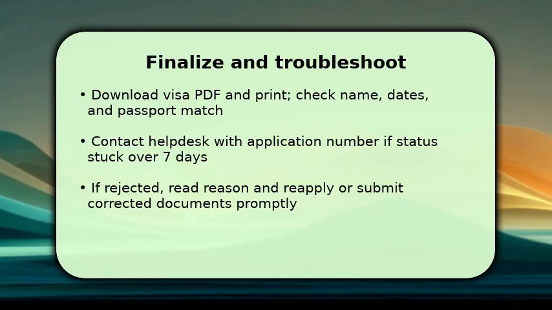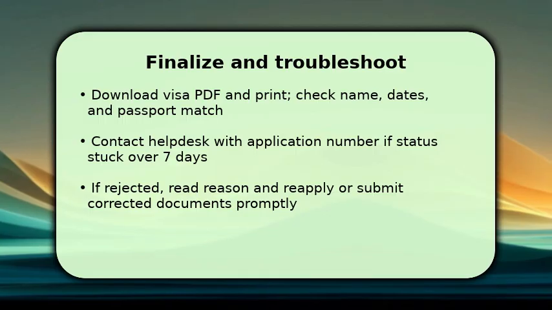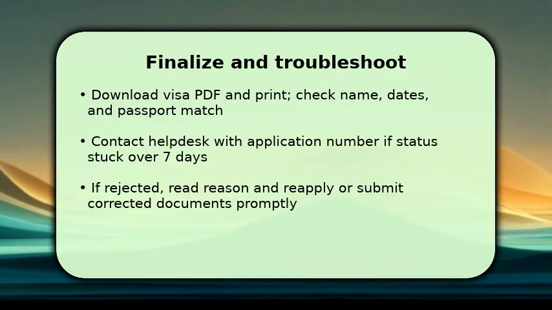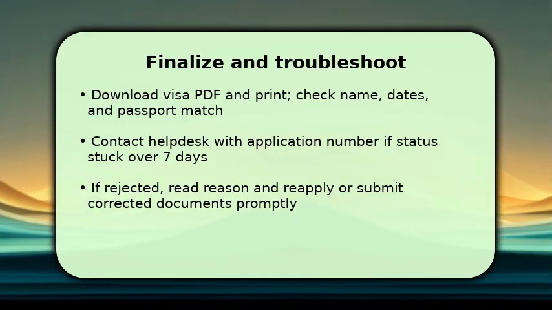If your application is rejected, read the stated reason, correct the documents or information, and submit a new application or appeal. This direct fix is usually the fastest route to resolution.